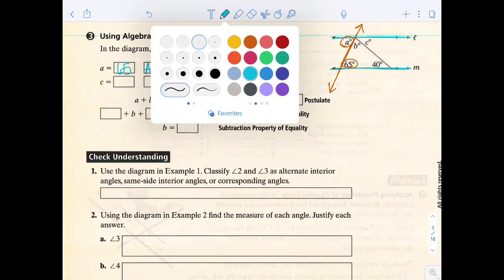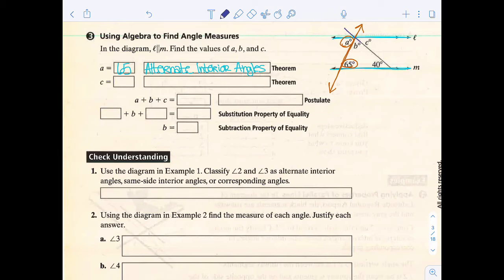Then I want to find angle C. If I look at just this line in the parallel lines, I've got a new transversal. Angle C and angle 40 are also alternate interior. Again, this theorem tells us that these are congruent, so C has to be 40 degrees as well.